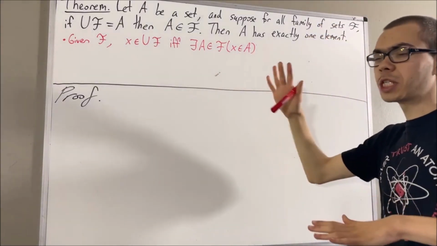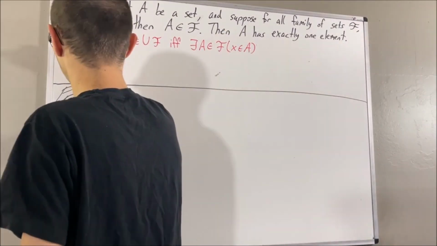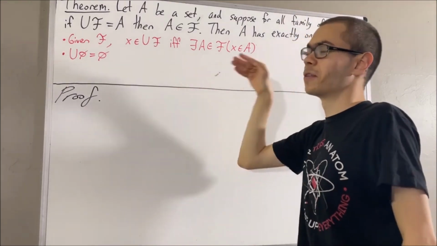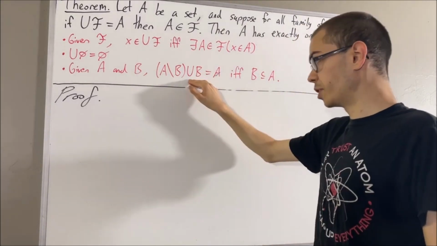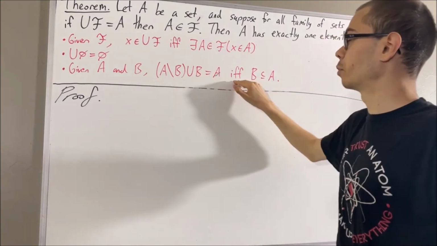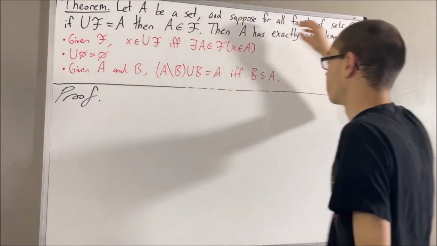Now, we have already shown that the union of the empty set is equal to the empty set. And finally, given any two sets A and B, the following is true. The union of A set minus B and B is equal to A if and only if B is a subset of A. Okay, so now let's get into proving the theorem.